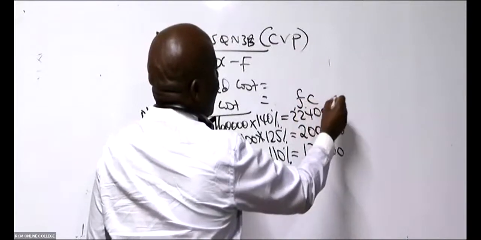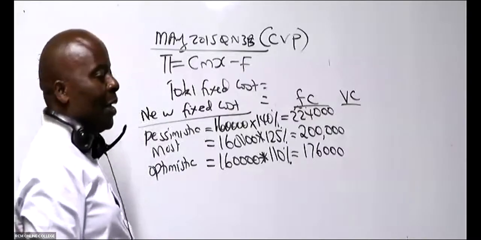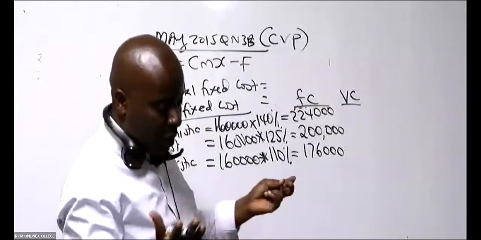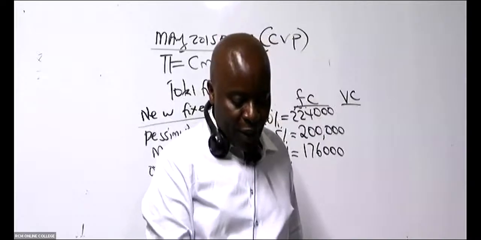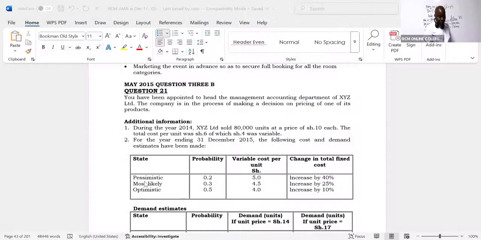So within these states, we should have a column here for variable costs. They were gracious enough. They gave us the figures under each estimate. Very gracious examiner. He told us here, you can see variable cost. Pessimistic is 5, 4.5, and then what here, somebody? 4. So 5, 4.5, and then 4, like that. Great. We are making serious progress. Then you can see demand estimates.